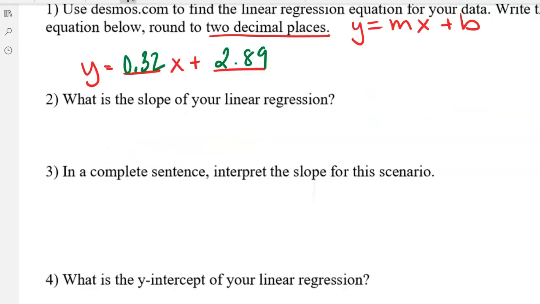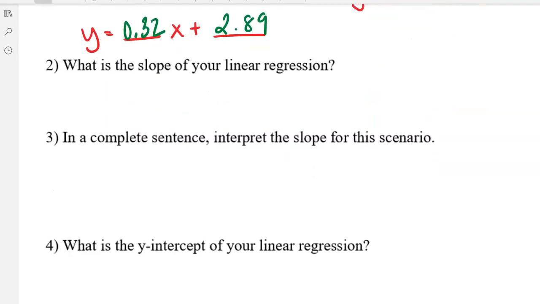Okay, number 2 in the note said, Ethan, help us read number 2, please. What is the slope of the linear regression? Perfect. The slope. So, Ethan, what is the slope? 0.32. Perfect. 0.32.